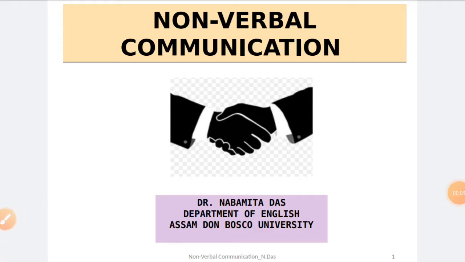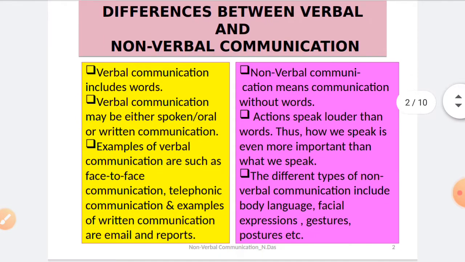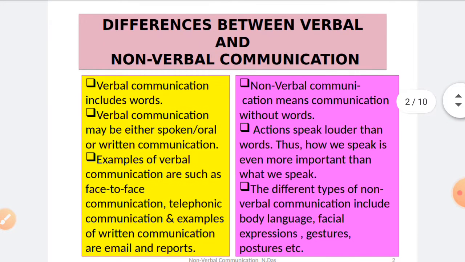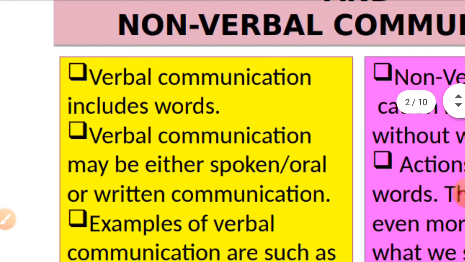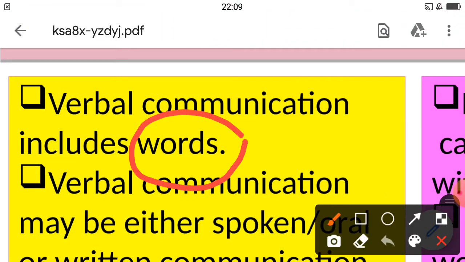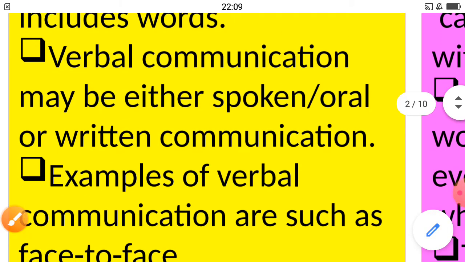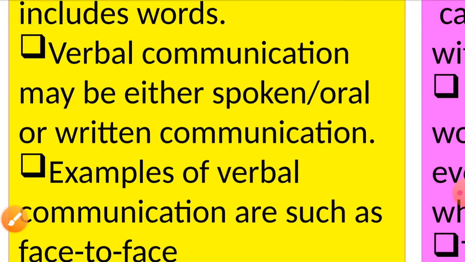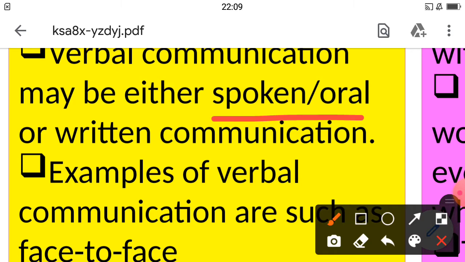The topic that I shall be discussing today is non-verbal communication, which means communication without using words. To begin with, let me discuss the differences between verbal and non-verbal communication. Now, verbal communication means communication that includes words. Verbal communication may be either spoken communication or written communication.